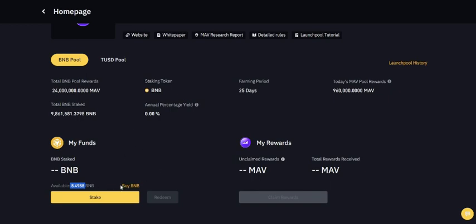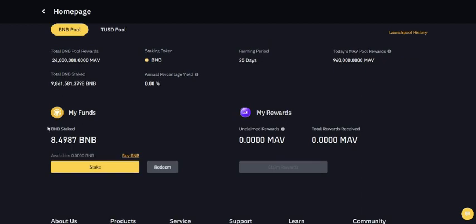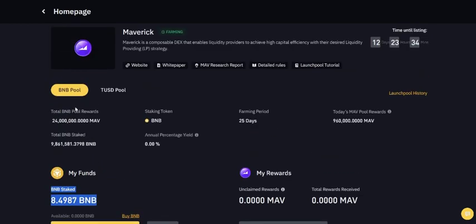They have also nicely put a call to action here. If you do not have BNB, you can simply click on this button and buy BNB. So I will just go ahead and stake my BNB. It is asking me how much BNB I need to stake for this launch pool, and the message is that your BNB will be deducted from the spot account and locked into the launch pool. So I will select the max here and stake everything I have in my spot account. I can clearly see that I have staked 8.4987 BNB. And yes, it is so simple and easy to participate in Launchpool.